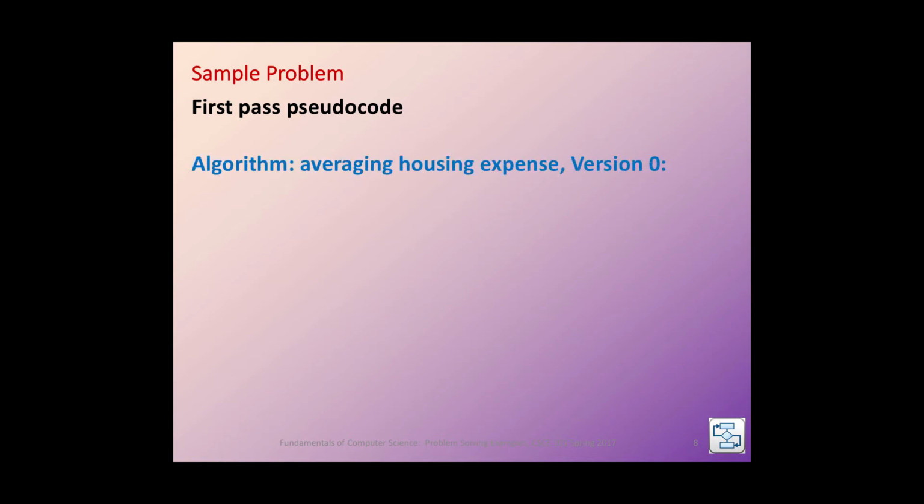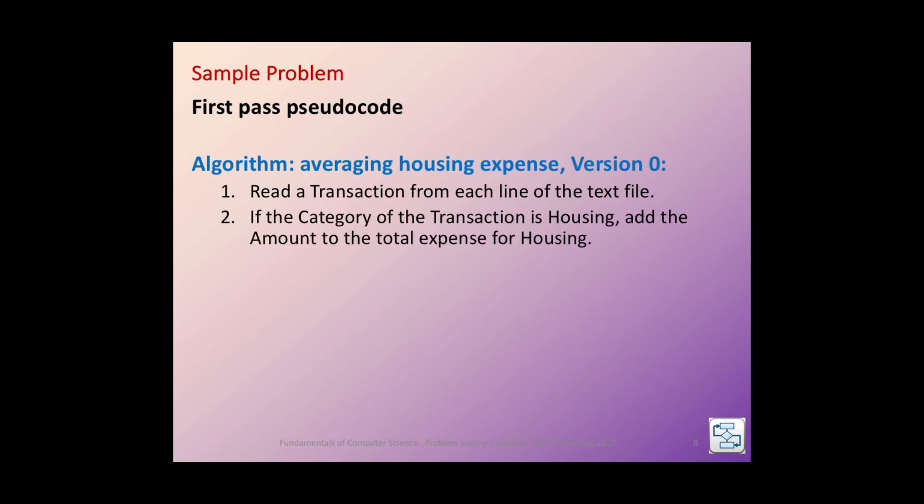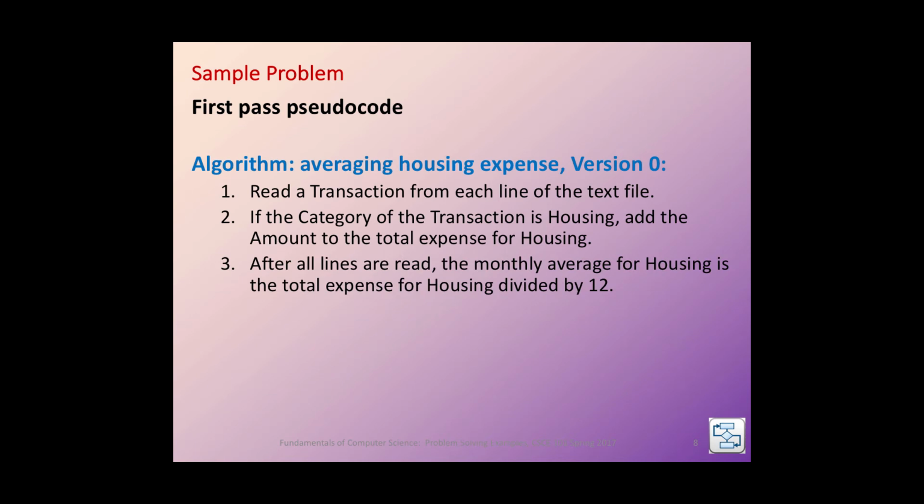First of all, we name the algorithm. We're calling this algorithm averaging housing expense, and we're giving it version 0, and you'll see why it's version 0. Line number 1: read a transaction from each line of the text file. Number 2: if the category of the transaction is housing, add the amount to the total expense for housing. Number 3: after all lines are read, the monthly average for housing is the total expense for housing divided by 12. And then finally, print the monthly average expense for housing.